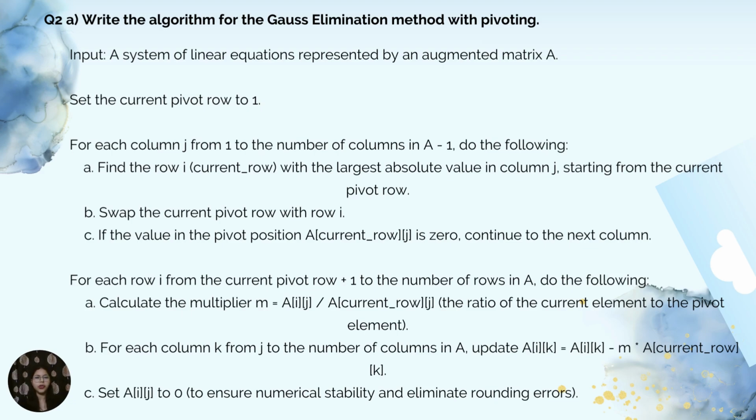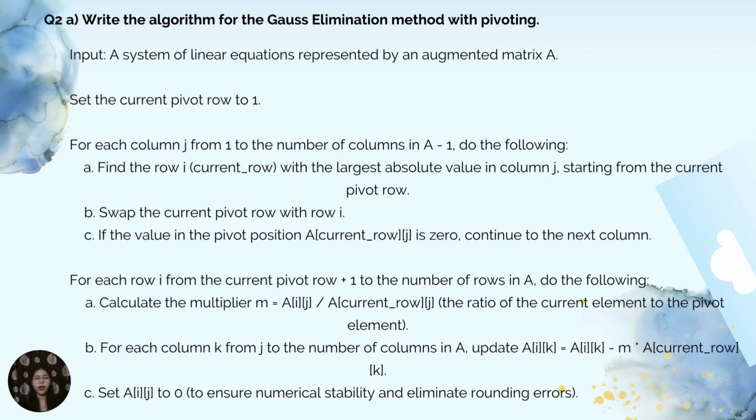We'll take an input, a system of linear equations represented by an augmented matrix A. Set the current pivot row to 1. For each column j from 1 to the number of columns in A minus 1, do the following. Find the row i, which is the current row, with the largest absolute value in column j, starting from the current pivot row. We swap the current pivot row with row i, and see if the value in the pivot position of the current row, which is j, is 0, continue to the next column.